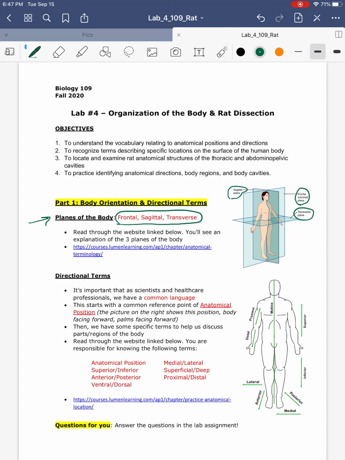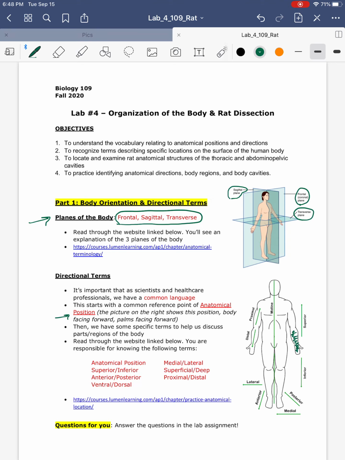Then you're going to review some directional terms, and you can read here why it's important. It's important that we have a common language. And when we talk about these directional terms, everything is referenced from anatomical position. And you can see this figure here to our right is in anatomical position. But the important thing is the forearm and the hand.